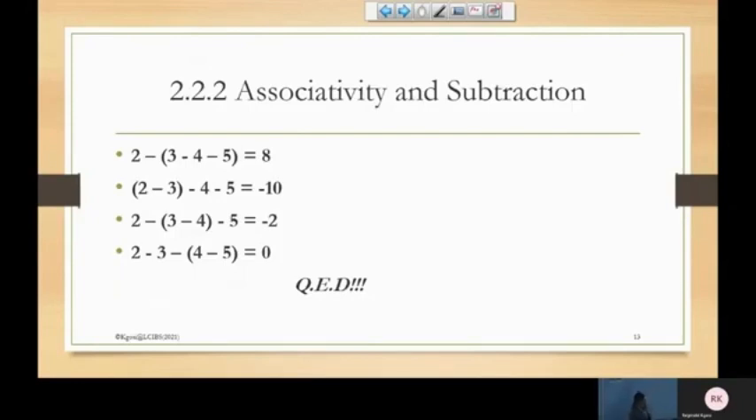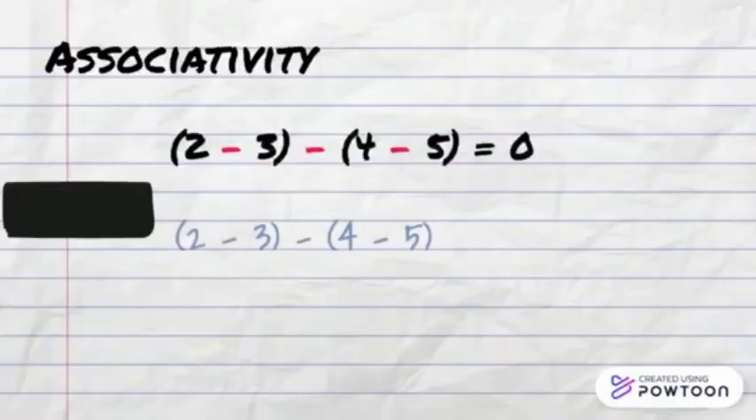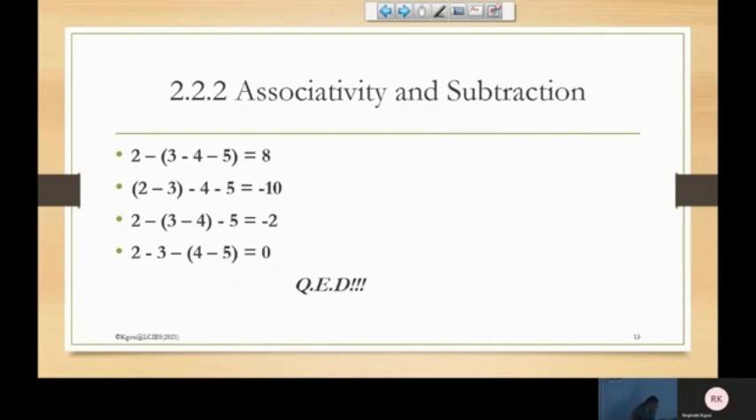Then finally we have the 4 minus 5. You start with that first, that gives you negative 1. Then you say 2 minus 3, that's negative 1. You have that negative 1 minus that other negative 1 there. So you see it's minus negative, that's plus. It's negative 1 plus 1, 0. QED.